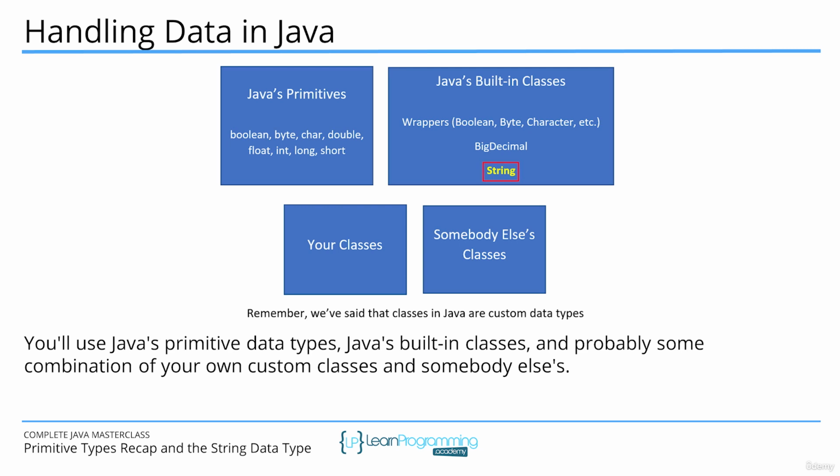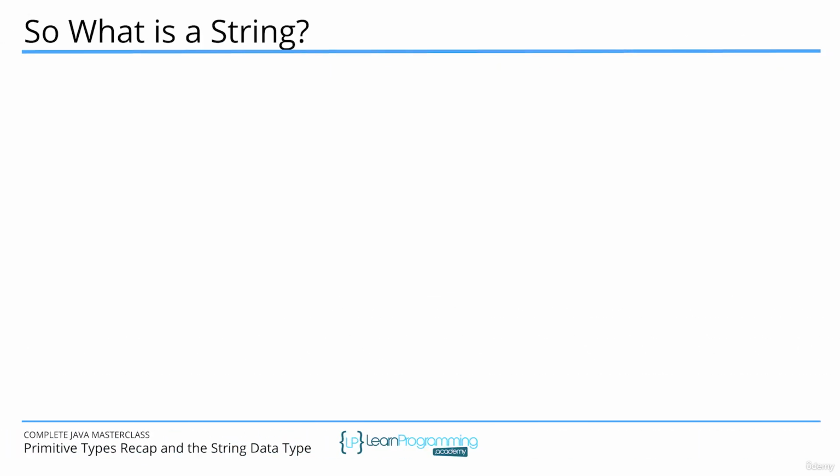The string is a data type in Java which is not a primitive type, as this slide clearly shows. It's actually a class, but it enjoys a bit of favoritism in Java to make it easier to use than a regular class. In other words, it's treated a little bit differently, and you can use it in ways you wouldn't normally for most other classes. So what is a string? A string is a class that contains a sequence of characters.